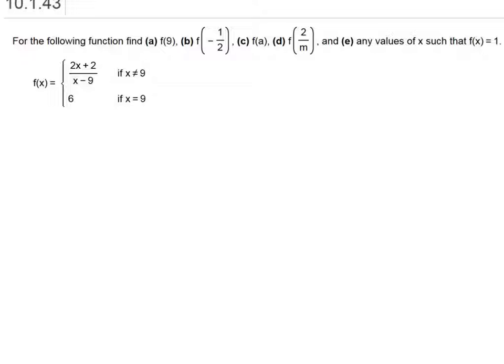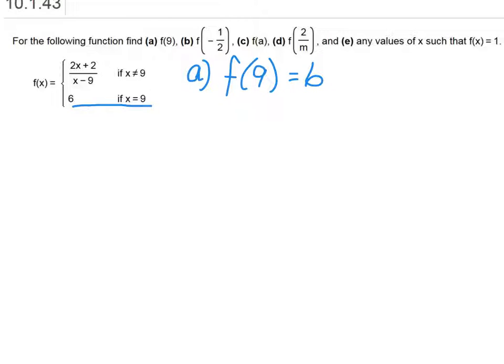So the first thing they ask us to do, for part A, is to find f of 9. And by this rule, x is equal to 9, then f of 9 is equal to 6.